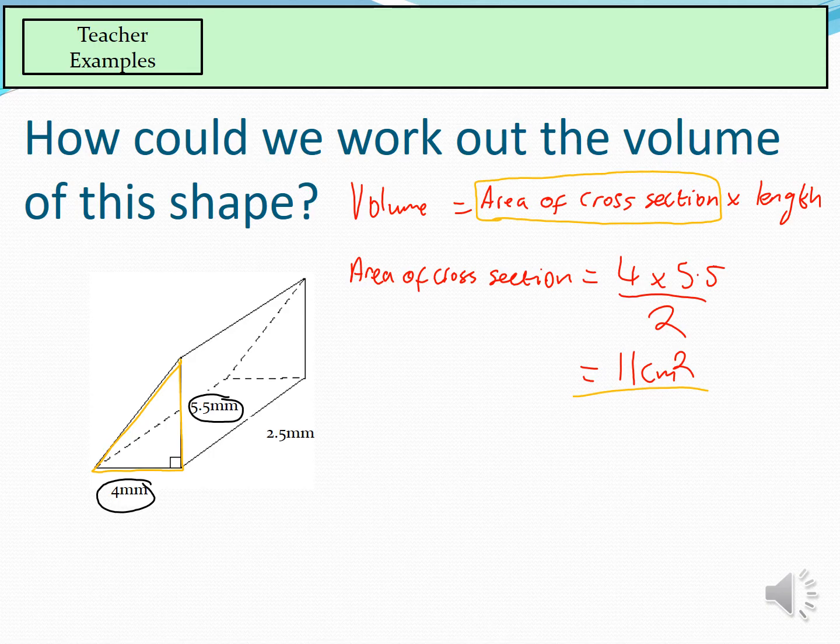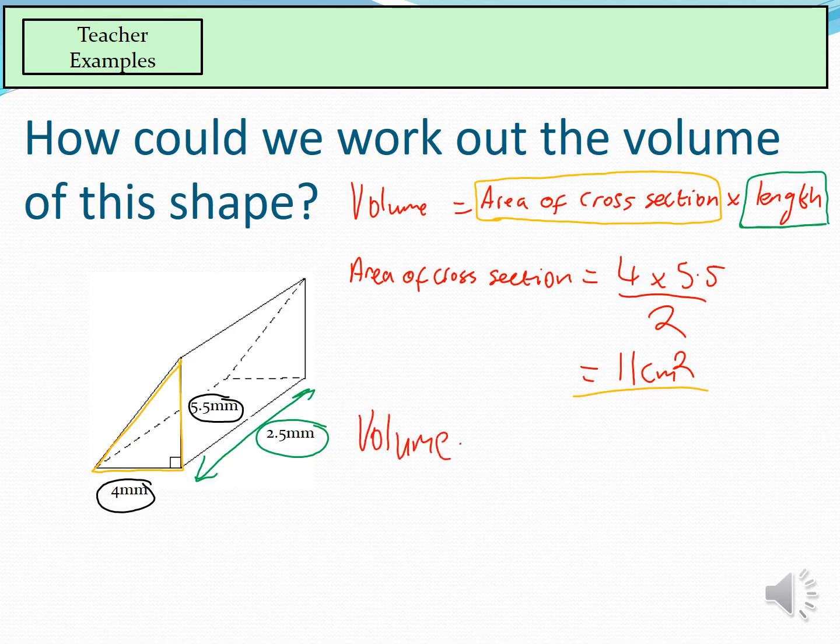So now let's work out or identify what else we need to know. We do need to know the length. The length is how long the object is, yeah? And that would be 2.5 millimeters. So I'm just going to underline here or put a box around the length, which is 2.5. So now we have all our information to calculate the volume of a triangular prism.